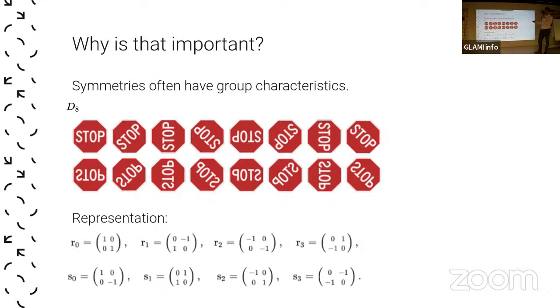And for this group, we can find, for example, its representation on R2, on two-dimensional real vectors. And for this case, the corresponding matrices are at the bottom. So there's the identity element, there's reflections, rotations, all of that. So this is a very specific example of a group and its representation, right?